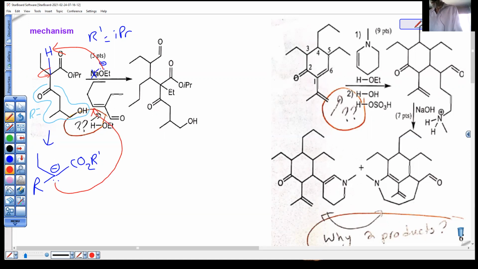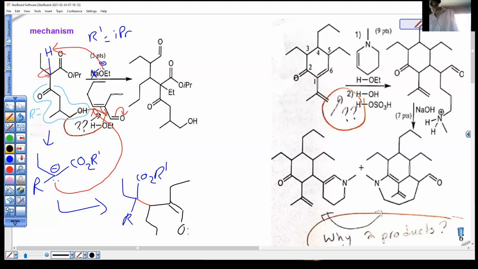You attack way down there. This resonates towards the carbonyl, and you get an O minus. And what do we have when we're done? Well, the blue piece has an ethyl, CO2R prime, and an R with a new bond to a carbon that has a propyl off of it. We attacked the carbon that has the propyl off of it, goes to another carbon that has an ethyl off of it and a double bond to a C that now has an O minus.